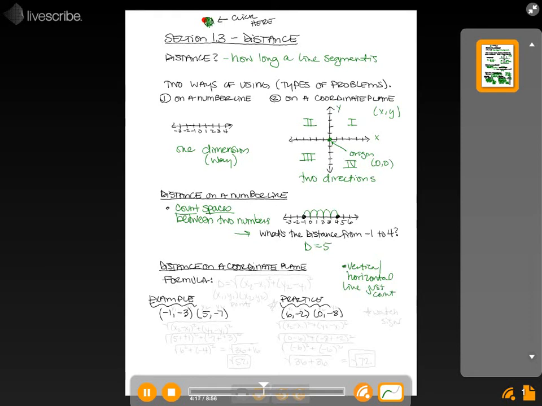Okay, there's a hint. You don't need to use this formula I'm going to give you if you have a vertical or a horizontal line, because you could count it just like you could on a number line. In any other case, you need to use the distance formula, and you're going to have to know this. You're going to have to memorize it.